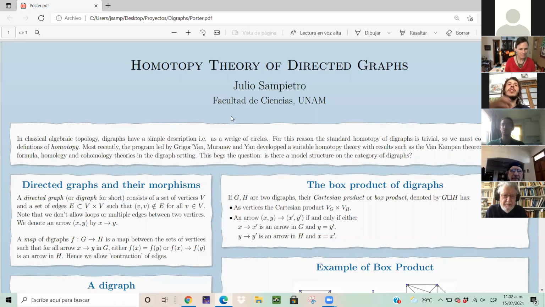So the program led by them has been very successful. Many results, such as the Van Kampen theorem, but also homology, cohomology theories, the Künneth formula have been developed. So there is almost a dictionary between classical algebraic topology and homotopy theory of directed graphs. So the whole point of our joint work is to try to answer the question if there is a model structure that is compatible with the approach of Grigoryan, Muranov, and Yao in the category of directed graphs.